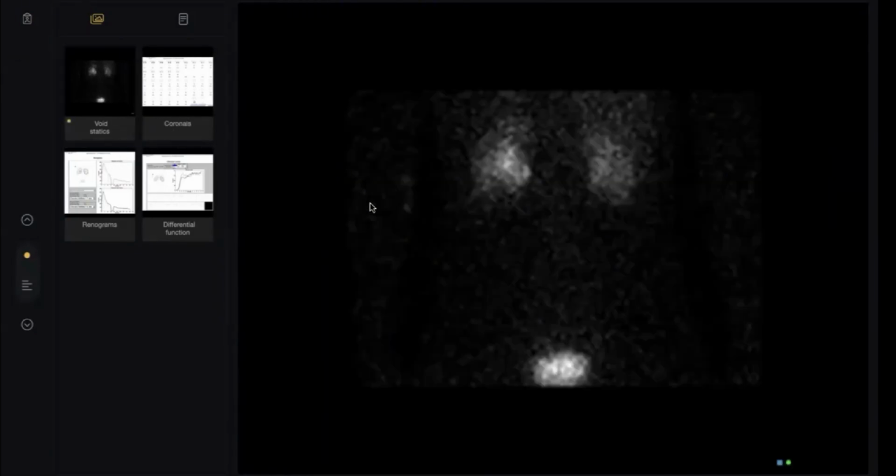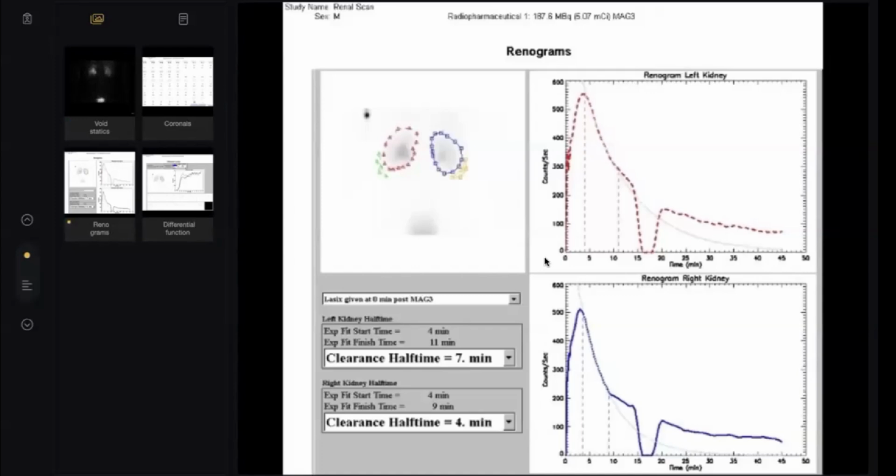Are you sure there is any decrease in both of them? Sir, I think there is a difference in uptake of both kidneys. Okay, look here. Tell me what happened. Sir, I am provided with renogram images of both kidneys, right and left. According to these, there is a normal time to uptake, and normal excretion. Is there any difference between this and this or not?